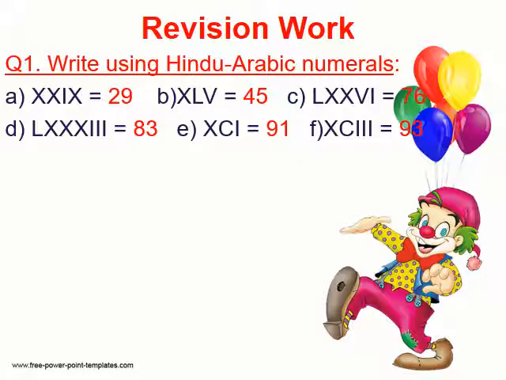Now in E part we have XCI. So children, what is the value of this Roman numeral XCI? See, in this Roman numeral XCI, the value of the Roman numeral X is 10, the value of the Roman numeral C is 100 and the value of the Roman numeral I is 1. So children, we will subtract the value of X from the value of C, that is 100 minus 10 which is equal to 90, and then we will add the value of I which is 1 to it. So 90 plus 1 is equal to 91.